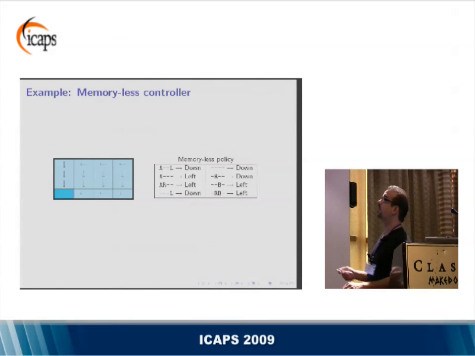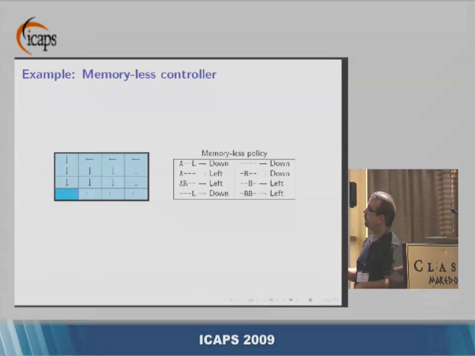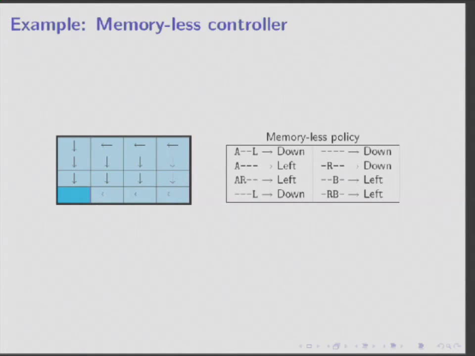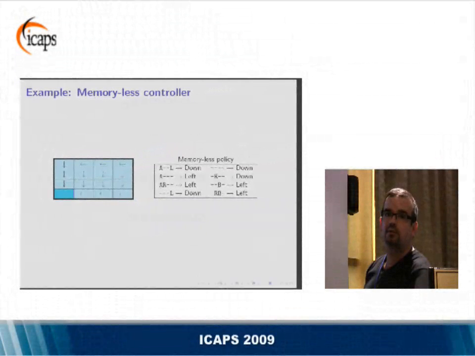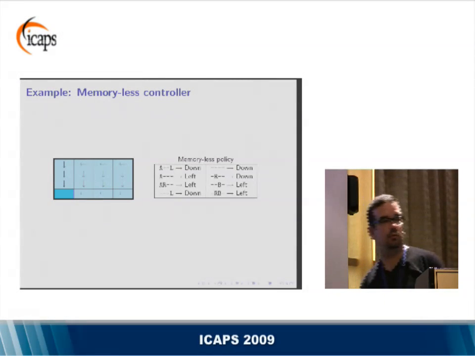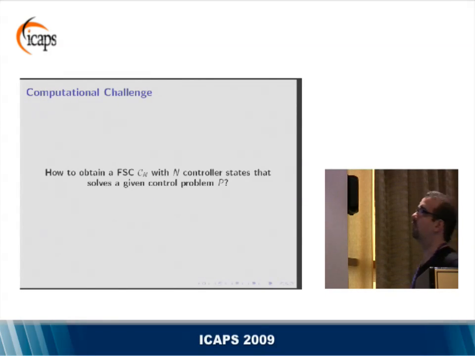So let's see an example. We have here the problem, and this is a memoryless policy. Observe here that you don't have the atomic observation of the domain. You have what is called the compound observations. So these are basically all the observations that you can receive at a given moment, right? So in this problem, I can actually depict the memoryless controller with this kind of diagram. For every cell, an arrow telling you what is the action to take. So it's clear that that policy solves the problem.